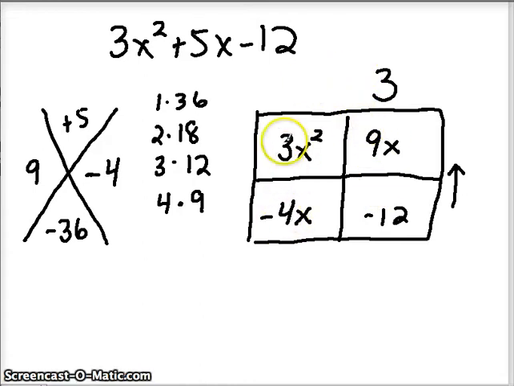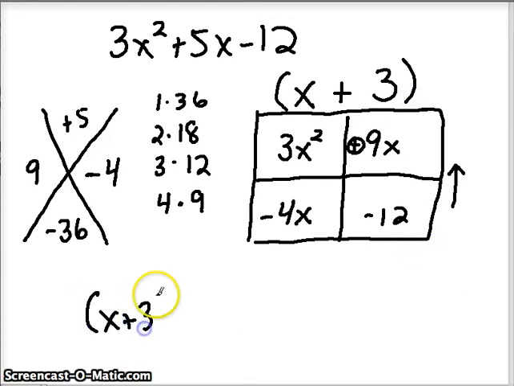And we're going to do the same thing to this column right here. What's the greatest common factor between 3x squared and negative 4x? Well, really all they have in common is an x. What goes in between these two is whatever sign comes from this box. This is a positive 9, so I'm going to put a plus right here. Well, this ends up being one of our parenthesis sets. I can write that down here, x plus 3.